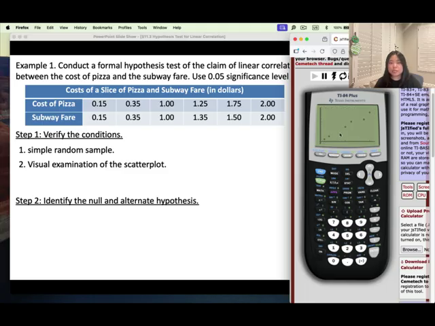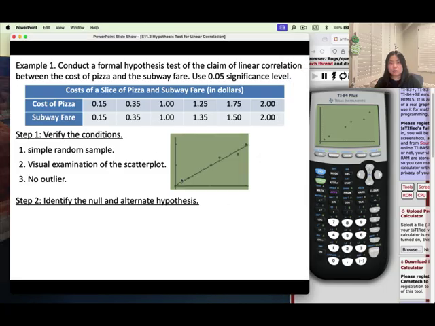Okay, you're going to see this picture. So, visual examination of the scatter plot: we look at it, and we do have an approximate straight line pattern. This fulfills our requirements. Okay, you don't have to get the regression equation. Both of them are good. And then we're going to make sure we don't have any outliers.